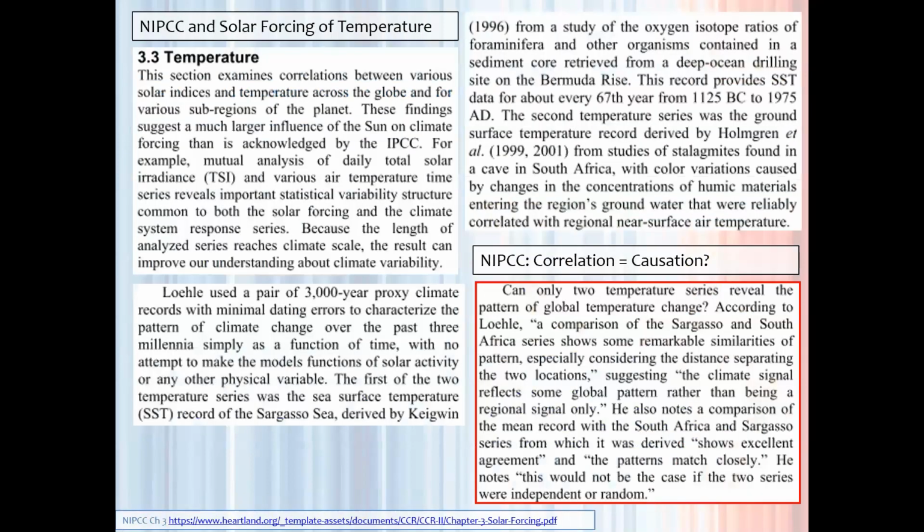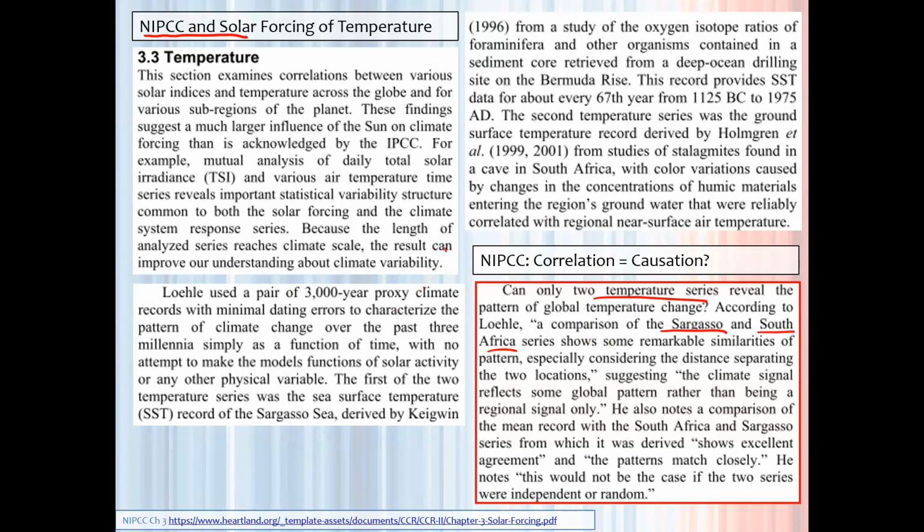I'd like to point out some of the examples that the NIPCC is trying to use to say that this isn't human-caused climate change. In particular, here's what they use to cite that it is the sun causing temperature change. They use two temperature series, one from the Sargasso Sea and one from South Africa. And you can read and hear exactly what those climate proxies are.